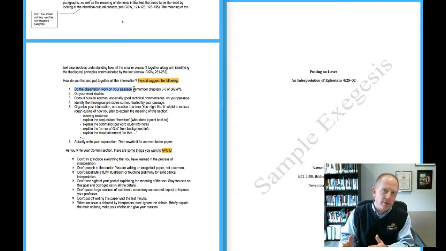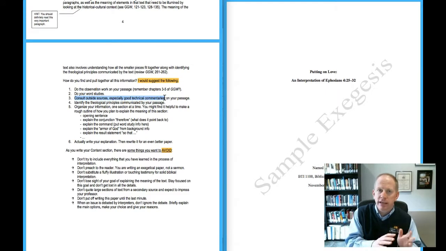Do the word study. We're going to talk about that in a couple of weeks, and include that information here, how that word study impacts your meaning. And then you're going to go here and consult outside sources, good technical commentaries. Don't use the commentaries that we prohibit. Go back to the lesson a couple of weeks ago where we identified what recommended and prohibited sources are.